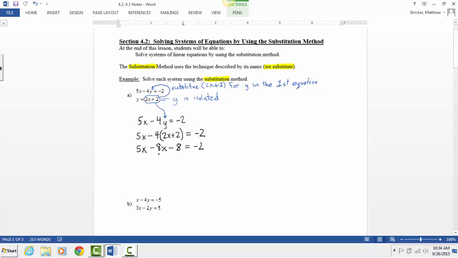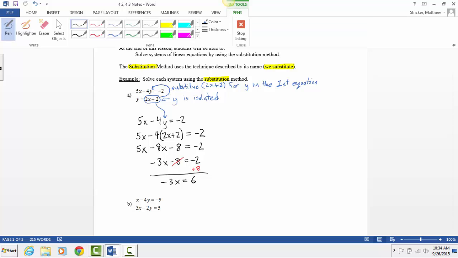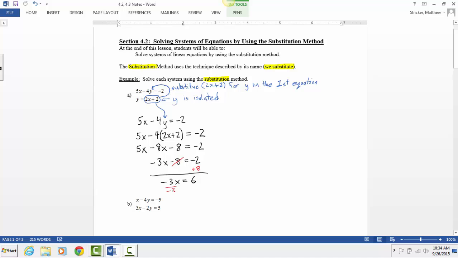Combining like terms, 5x minus 8x is -3x. Minus 8 equals -2. Want to change sides, change signs: move this -8 to the other side, it becomes a +8. And that'll give us -3x equals 6. Divide by -3. 6 divided by -3 is -2.